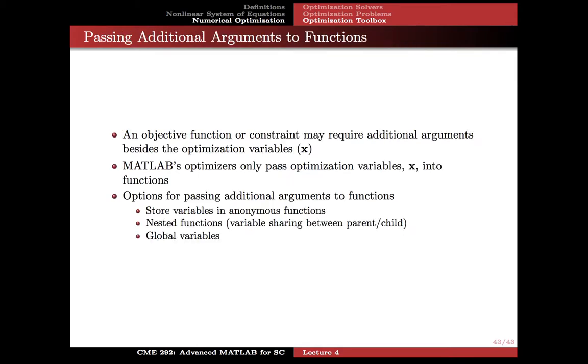We've seen that we need to pass in the optimization variable x to our objective function and constraint function, and we've been doing that via function handles. However, what if we need to pass in additional arguments, more than just x? There are ways around this. We can store the variables in anonymous functions, such as function handles. We can also use nested functions. Recall that there is variable sharing between parents and children. Or we could use global variables for this, if it's necessary for more parameters to be passed in. Again, I don't really recommend using global variables unless you're being very careful.